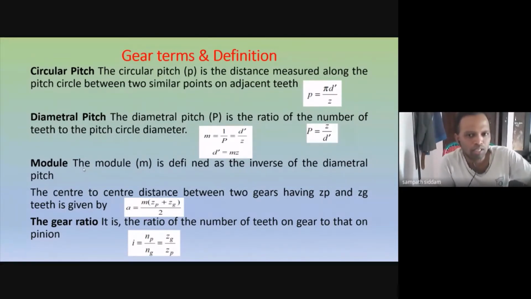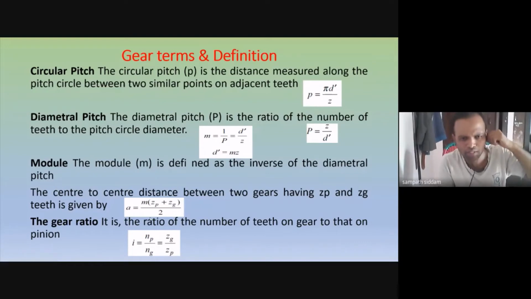Next is center to center distance, which I told you is the distance between your two mating gears. We call it the center distance, denoted as A, which you can write as A = M(ZP + ZG)/2. ZP and ZG, the numbers of teeth of the driving and driven gears, will be given to you. If that and the module are given, then you can calculate the center to center distance.